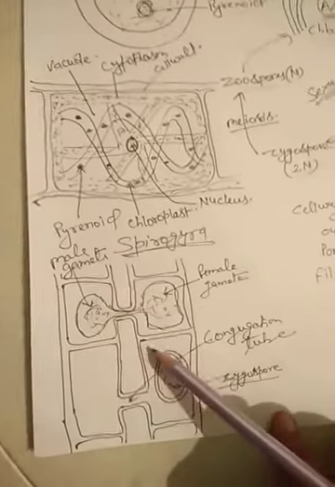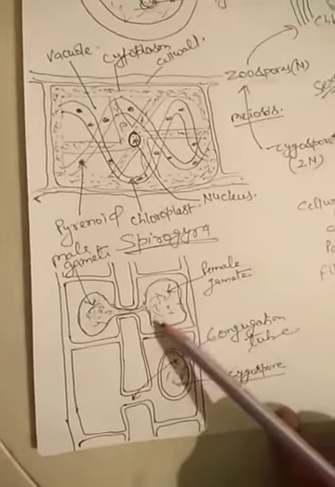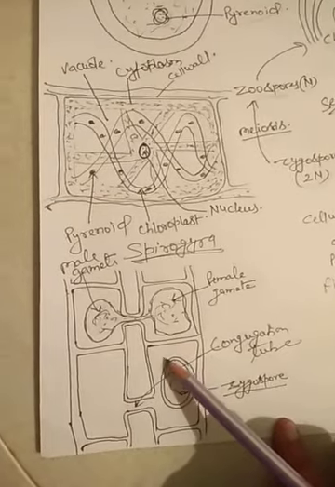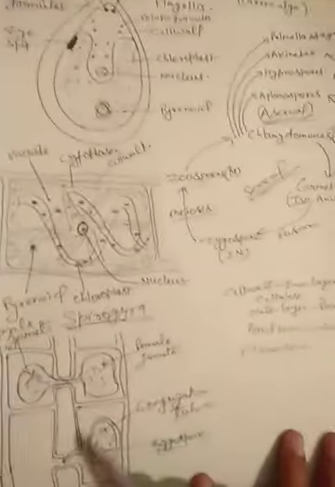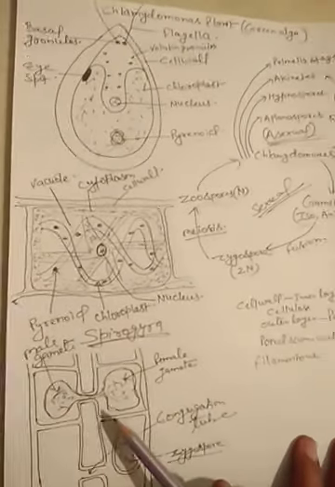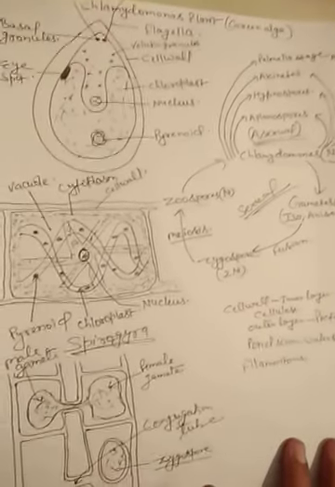So likewise, today we are talking about the green algae. In green algae, mostly this is the way of reproduction, in which they reproduce by both asexual and sexual reproduction, and they show alternation of generation.